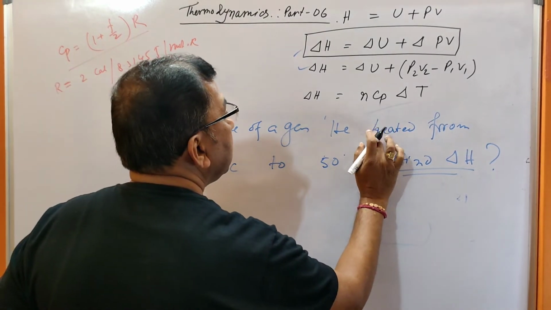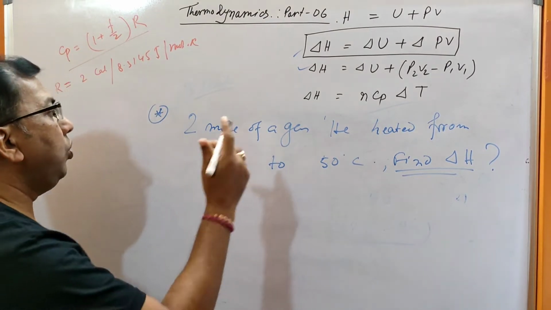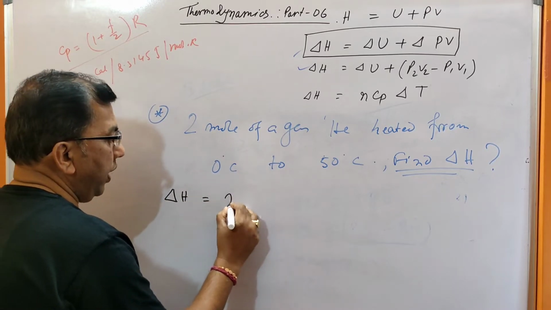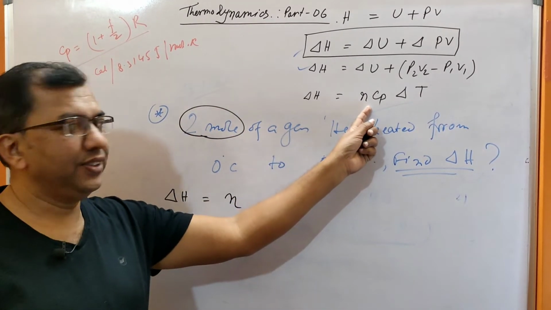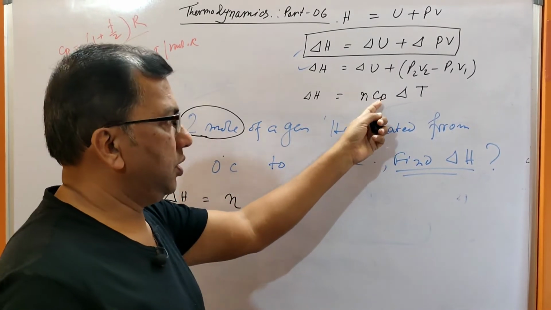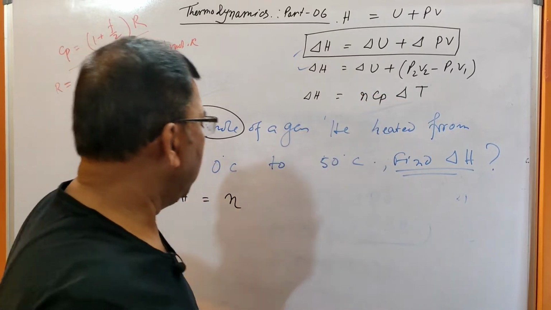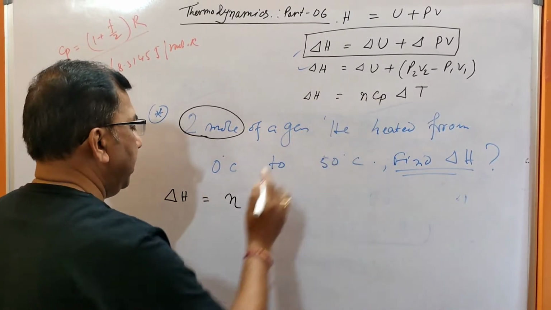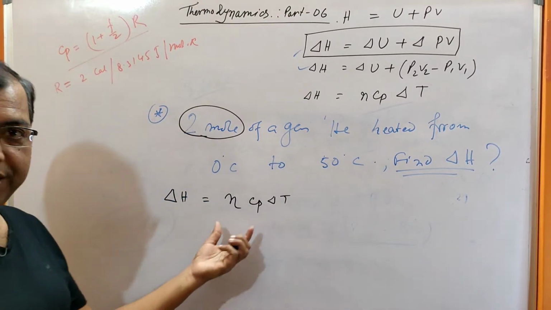See, it is heated. What we know here is delta H equals n Cp delta T. Here n is the number of moles, 2 moles of gas. What is Cp? It is the heat capacity. And delta T is the change of temperature. So in this case you have to use the formula n Cp delta T.